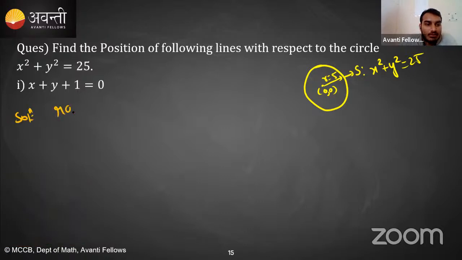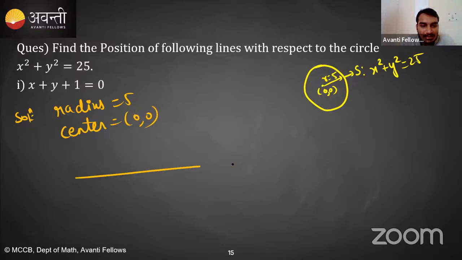So the radius is 5, center is 0, 0. Okay, so let's say this is a line x plus y plus 1 is equal to 0, and maybe let's say somewhere a point is here, 0, 0, the center. So if I want to find this perpendicular distance, how will I find it?